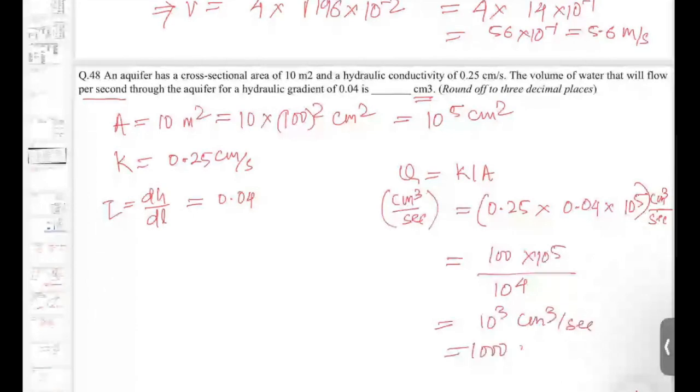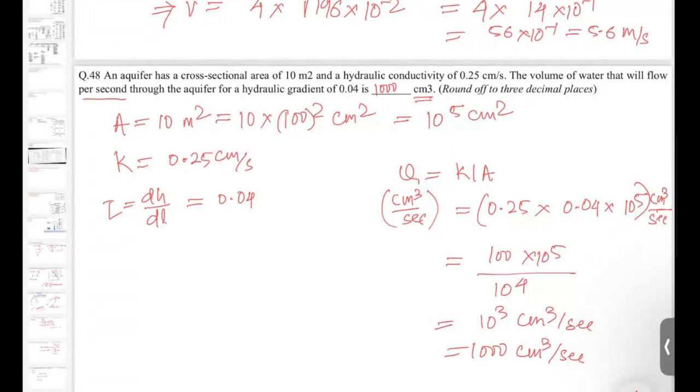If you see this question a little carefully, the volume of water that will flow per second, they have already mentioned it is per second. You just have to write this answer in the unit of cubic centimeter. So the answer will be 1000. Have you understood?